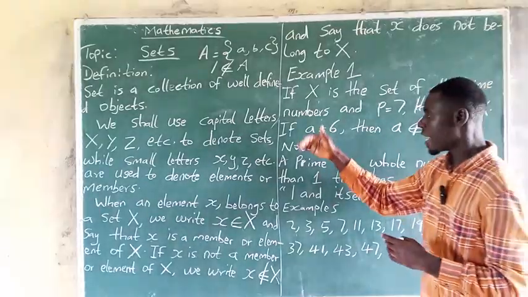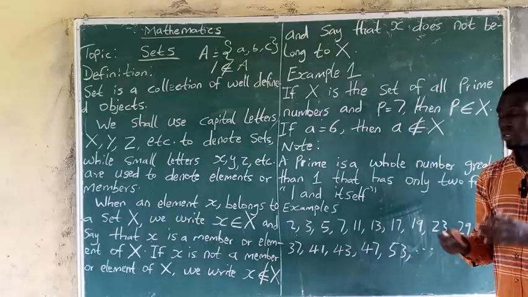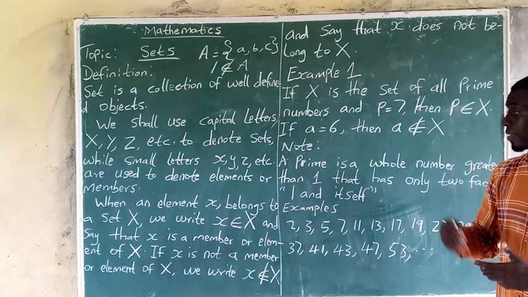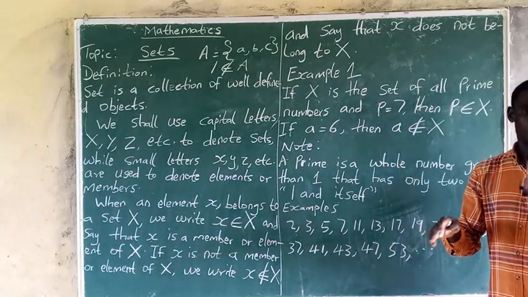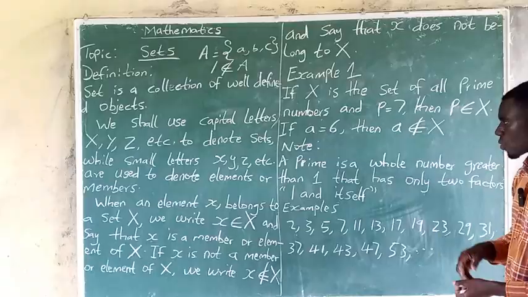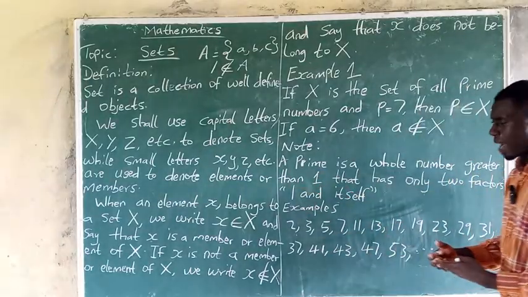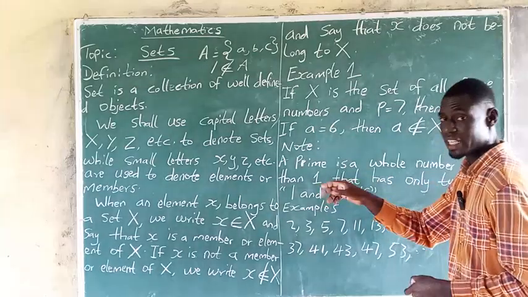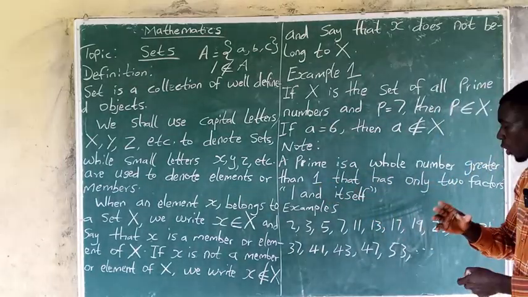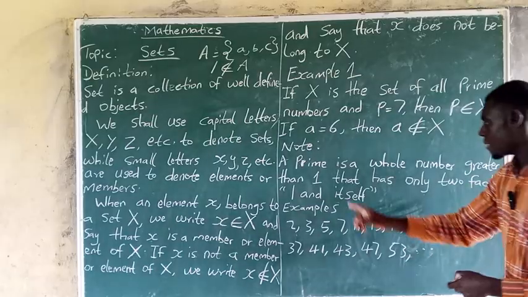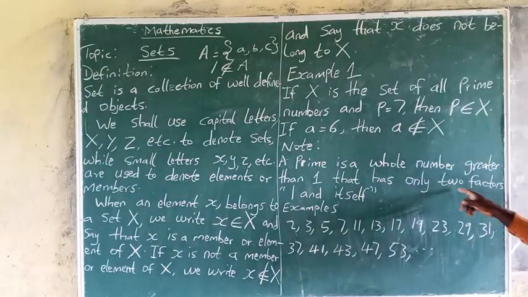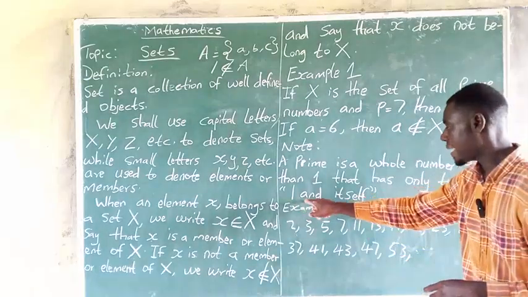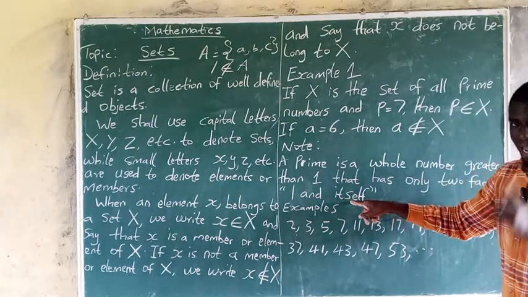Now let's proceed. I want to explain what a prime number is. You know, prime number you have been taught in your primary school, secondary school, even in university, you will still be using prime numbers as far as mathematics is concerned. Now let's go further. What is a prime number? A prime number is a whole number greater than 1. It must be greater than 1. That has only 2 factors. What are the 2 factors? 1 and itself.